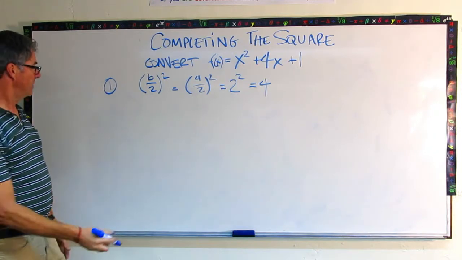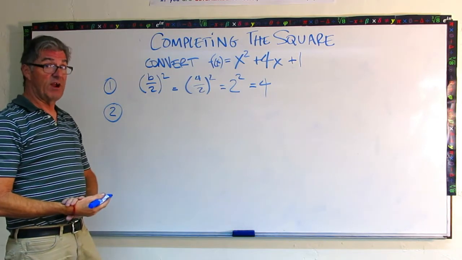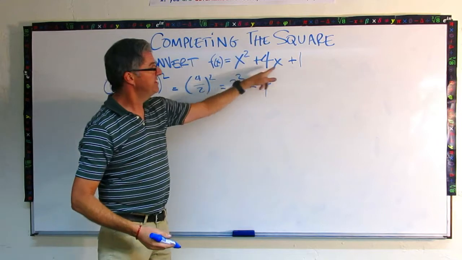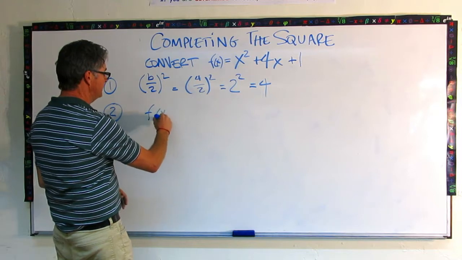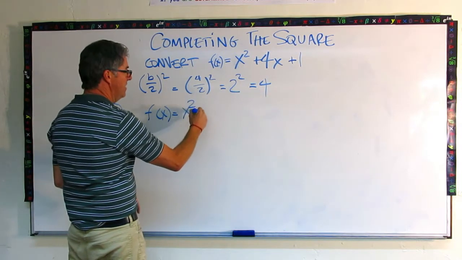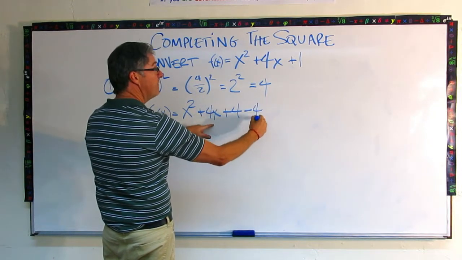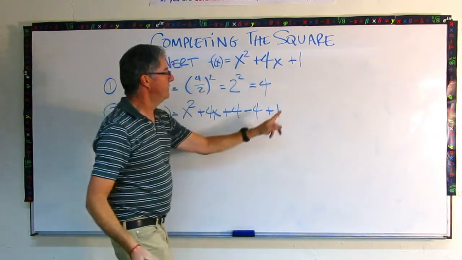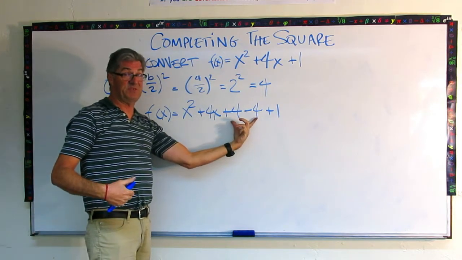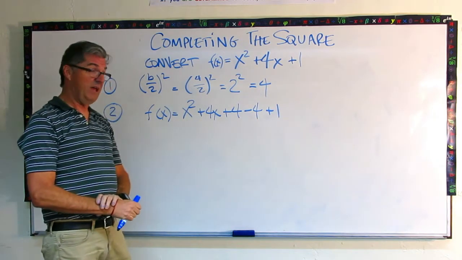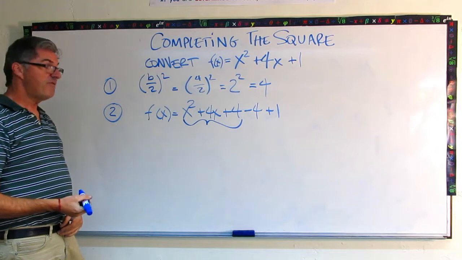Okay? Pretty straightforward. Step number 2 was add and subtract that from the right-hand side. So not from here, but from this side, we're going to add a 4 and we're going to subtract a 4. So we're going to write f of x equals x squared plus 4x. Now I'm going to add that 4 and subtract that 4 and bring down my plus 1 from above. So I haven't changed my equation. These two things just cancel themselves out. But we like this, okay? Because this right there is our perfect square. And that's going to factor down.